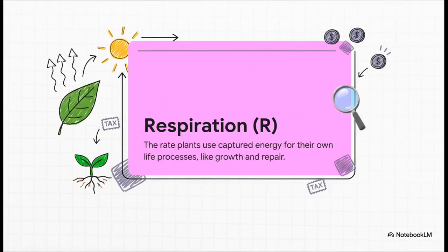But, of course, just like with a paycheck, there are expenses. This is where respiration comes in. You can think of it as the plant's own energy bill. See, plants have to burn some of that energy they just made just to stay alive, to grow, to repair themselves, all that basic stuff. So respiration is basically the taxes that get taken out of their energy paycheck right away.